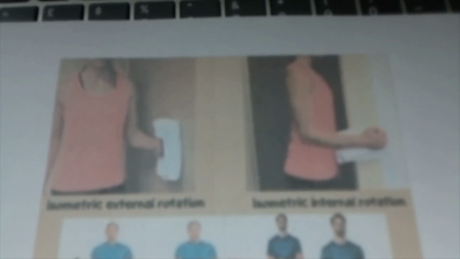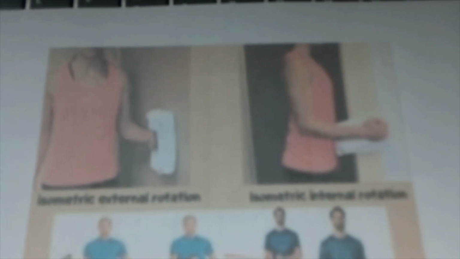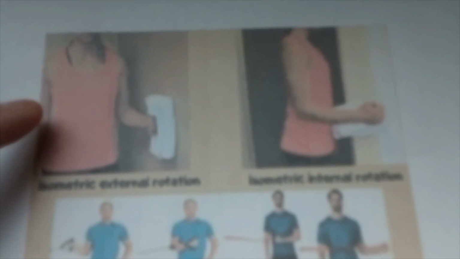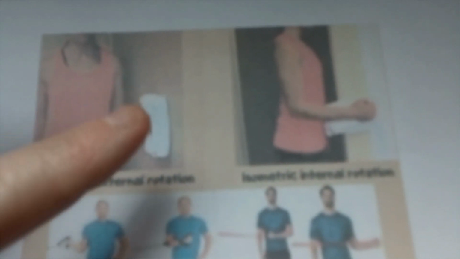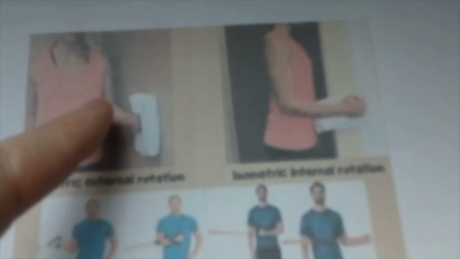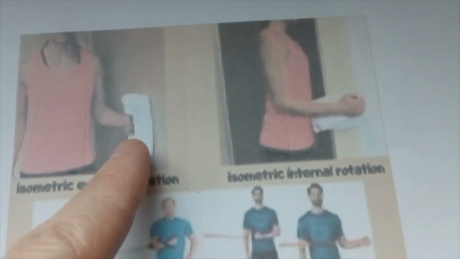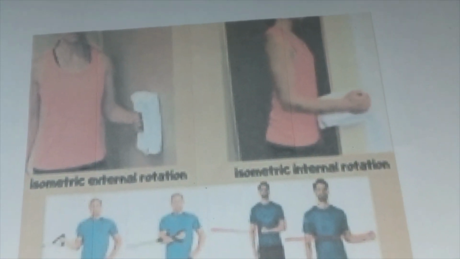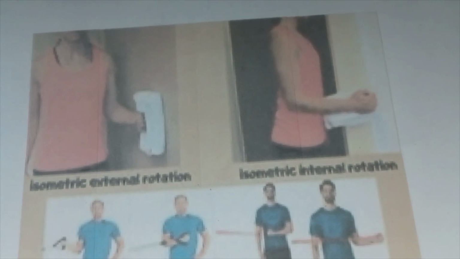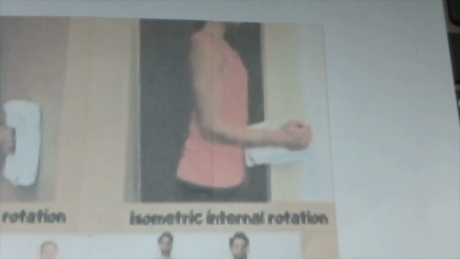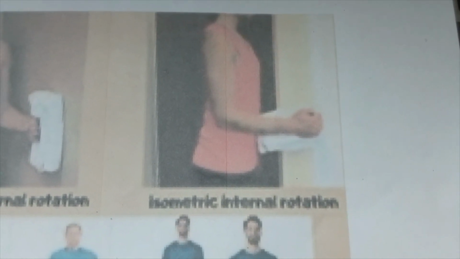Okay, so then we're going to work on our isometric external and internal rotation. So for the external rotation, you're going to stand side onto a wall with the injured arm next to the wall. You're going to bend the elbow at 90 degrees, keeping the upper arm in towards the body. And you're going to push the back of the hand against the wall and then hold, and then release.